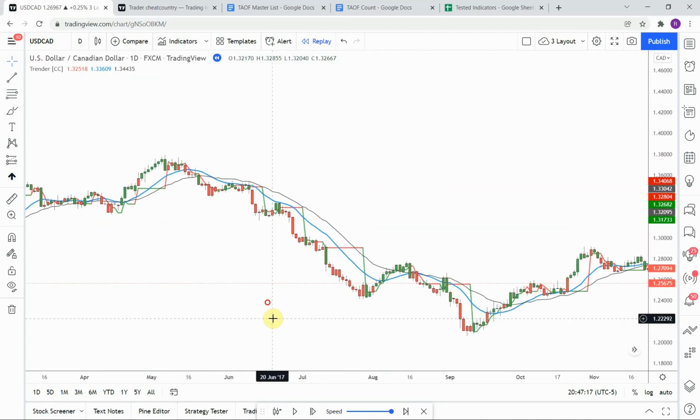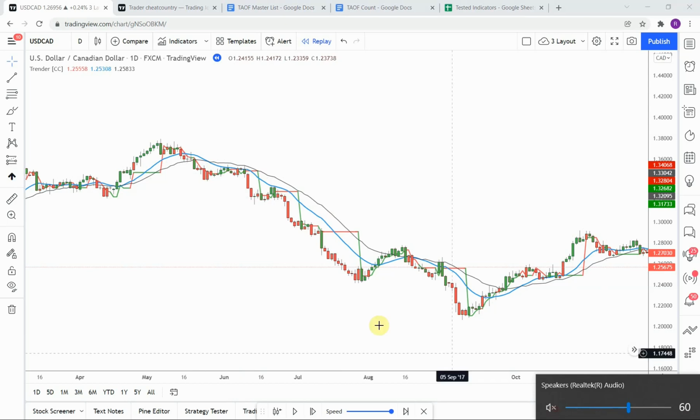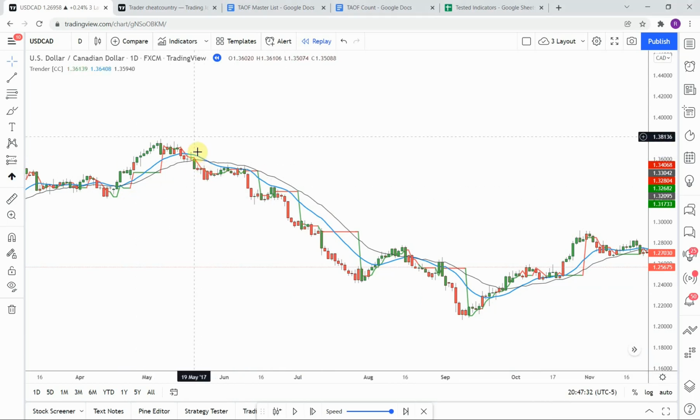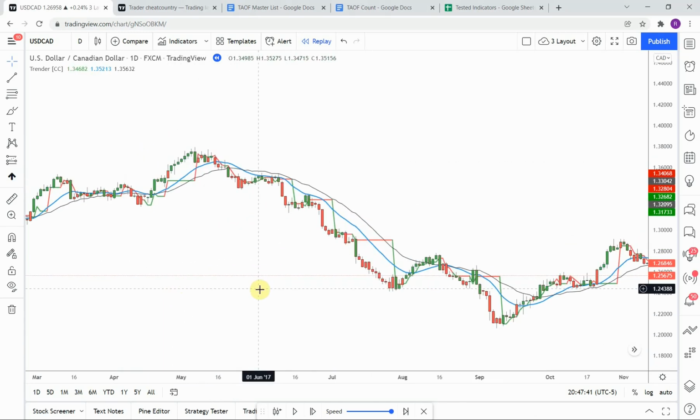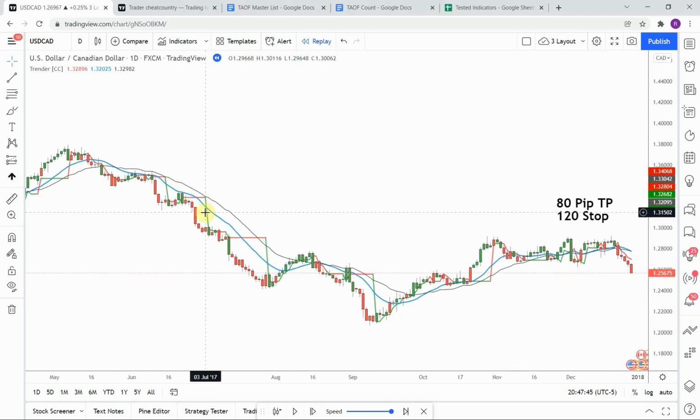Let me actually scoot back here because it's a little bit easier to see. So what we are looking for first and foremost is the blue line in relation to the black line. When the blue line is below the black line, then we are in an overall short trend. When the blue line is above the black line, then we are in an overall uptrend.